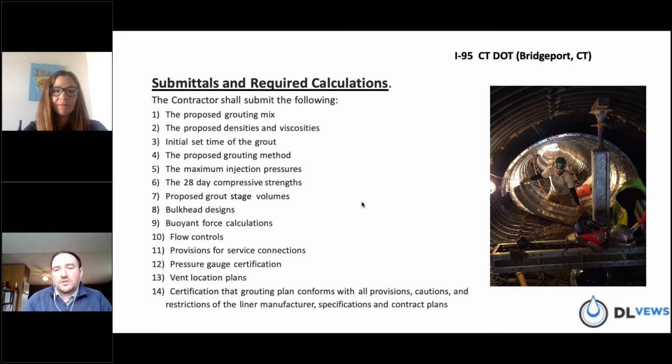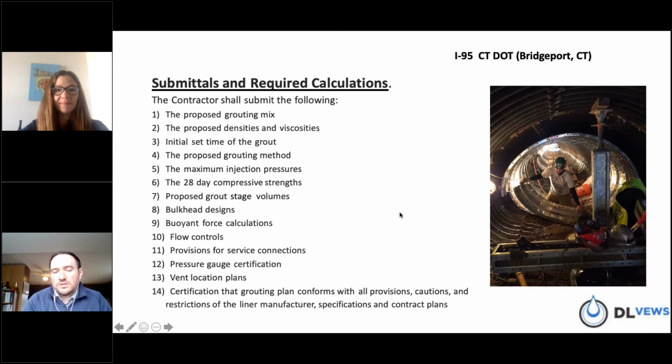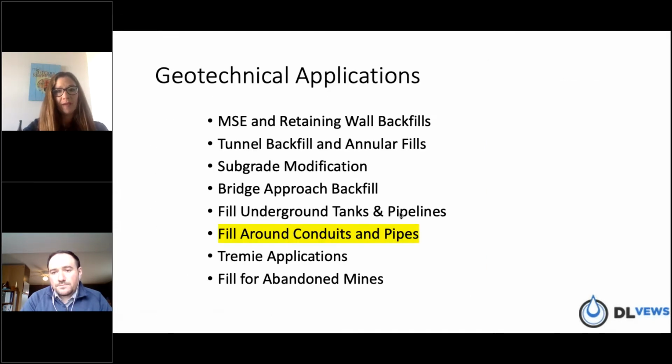And so that's why I share this slide with you folks. This list was actually born from this Connecticut DOT job that you're seeing a picture of, and I've maintained using it throughout the industry just as good practice. Great.